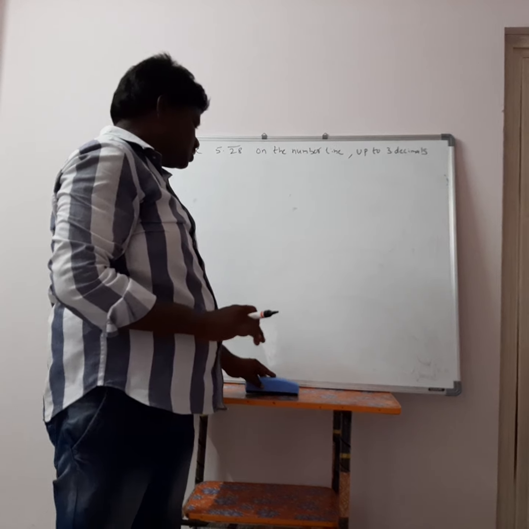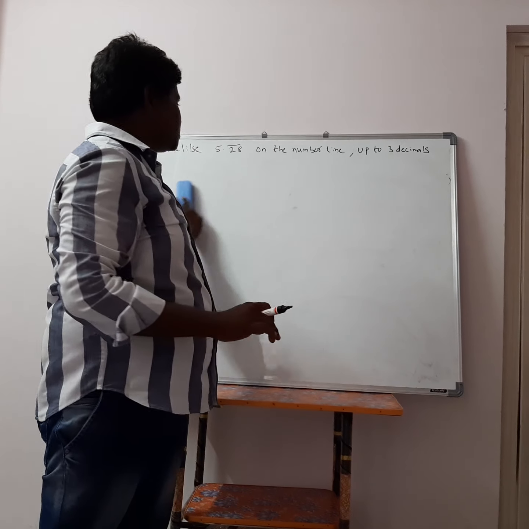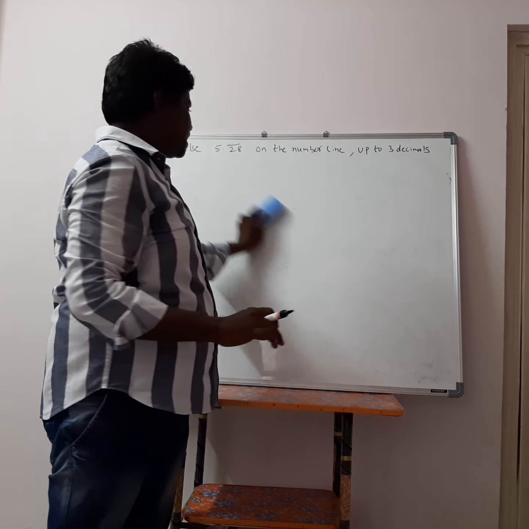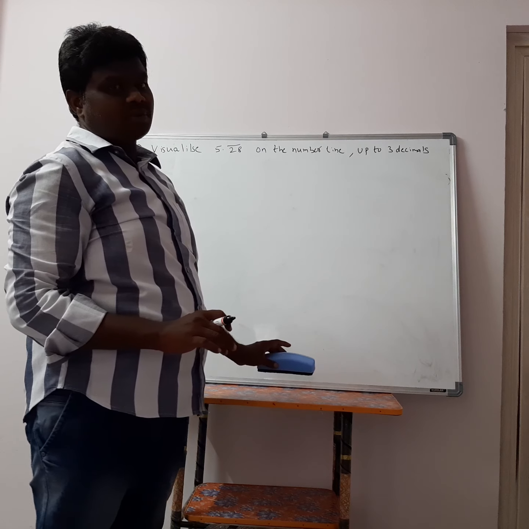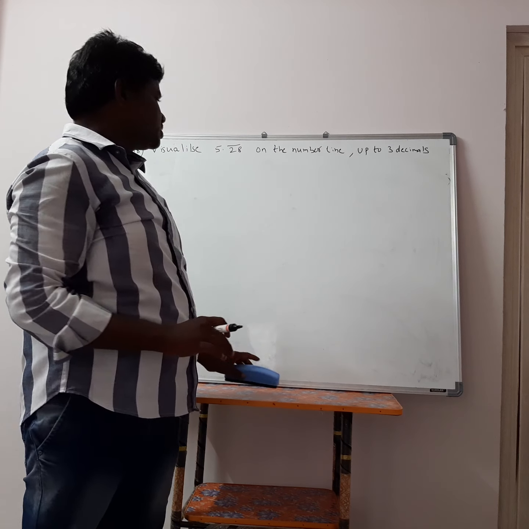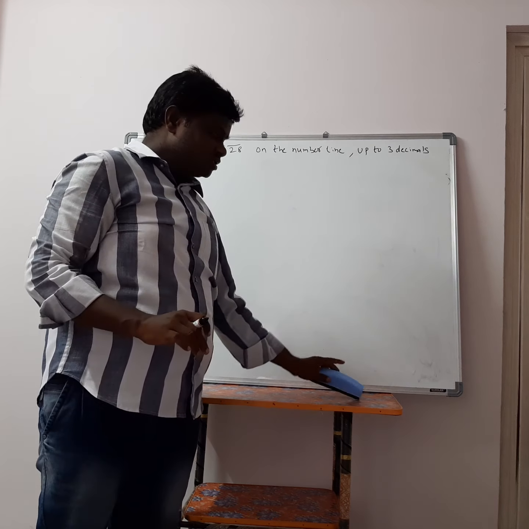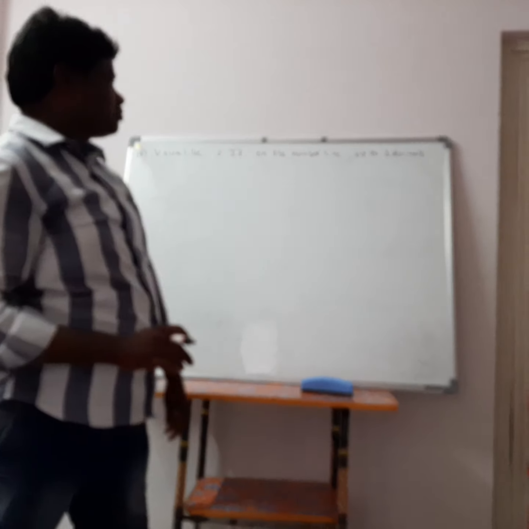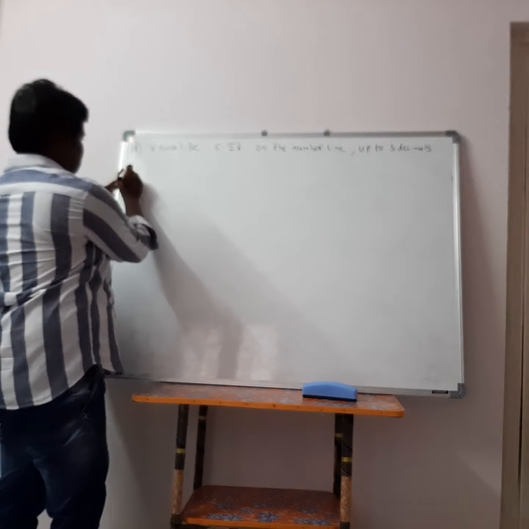Children, now I want to explain question number 18. Already I told you I will explain revision problems, 20 problems. Today I am explaining question number 18. What is this question? Visualize 5.28 bar on the number line up to 3 decimal places.